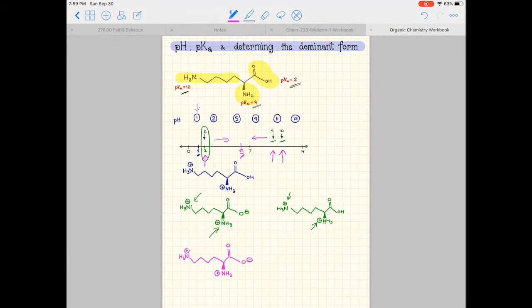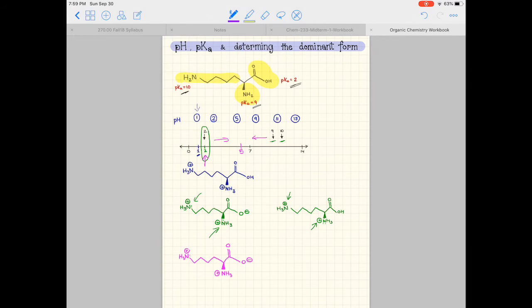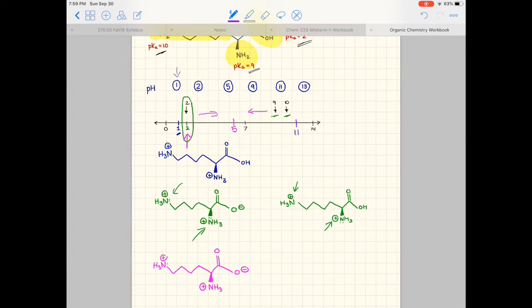The molecule at a pH 5 will exist in this form. Now let's do one last one. Let's get rid of all of this. Let's get one last one with this method, and then we'll move on to the second method.